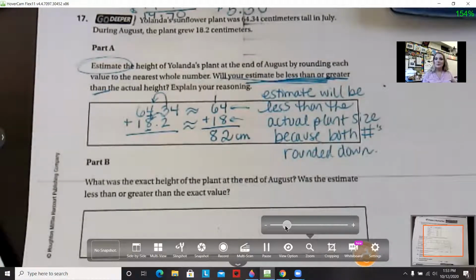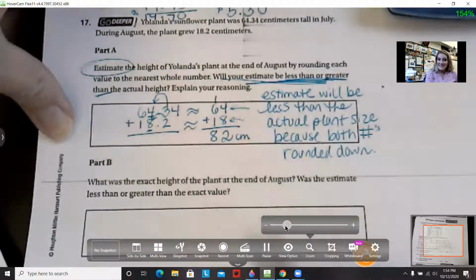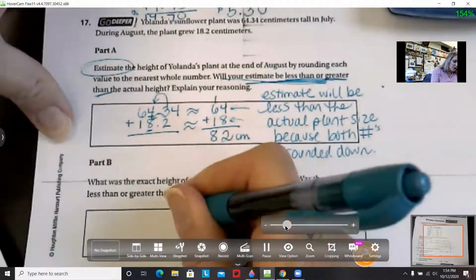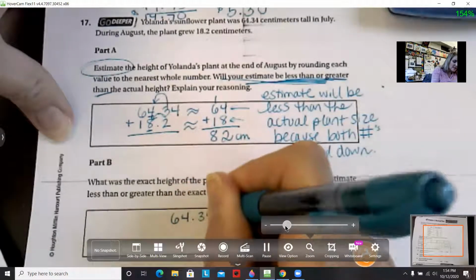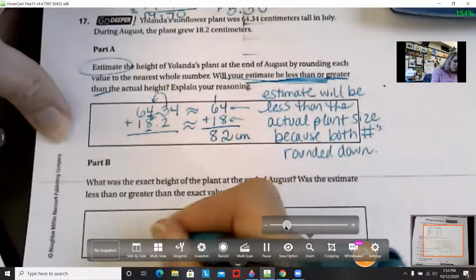Alrighty, so you can copy that. And part B says, what was the exact height of the plant at the end of August? So we can copy down the actual heights, 64 and 3,400, and add to it the 18 and 2/10.